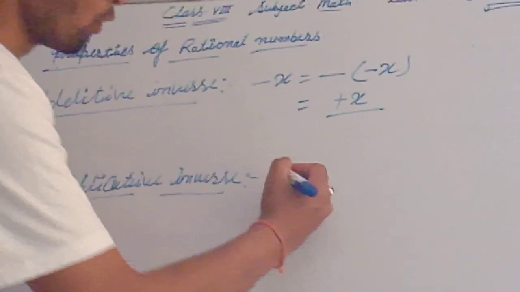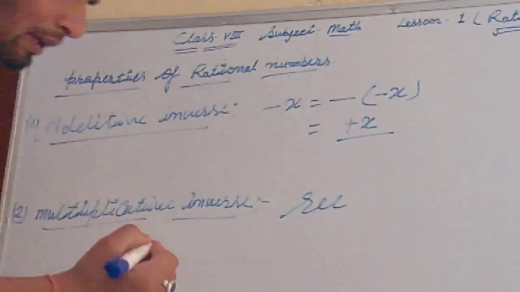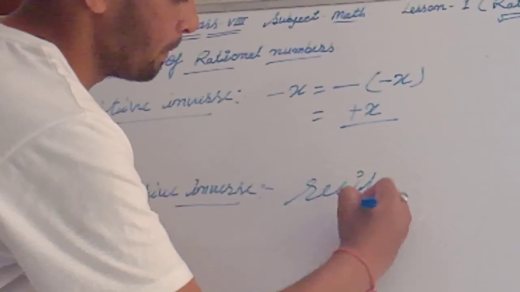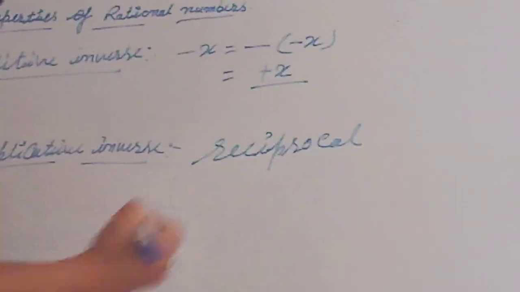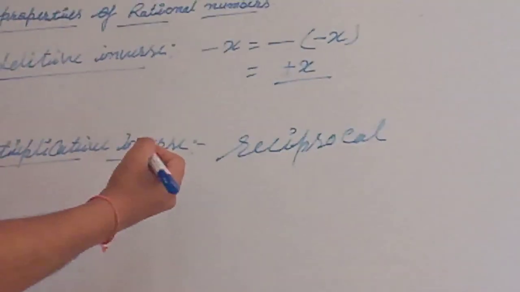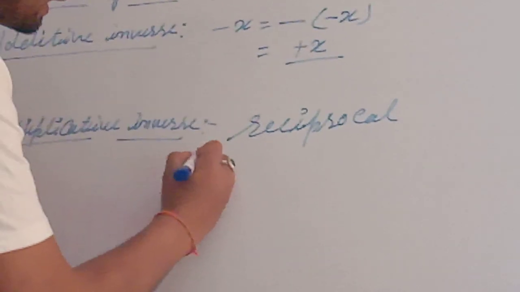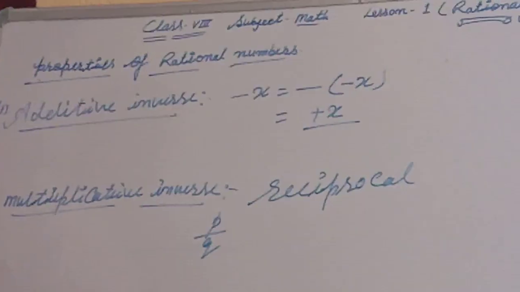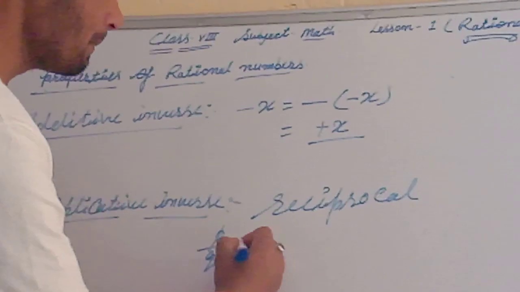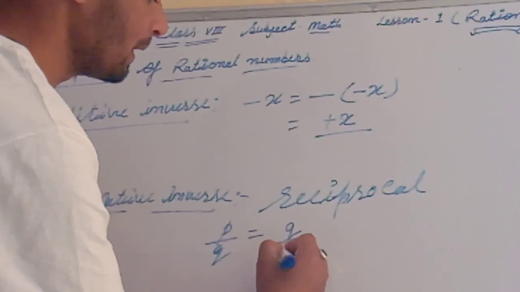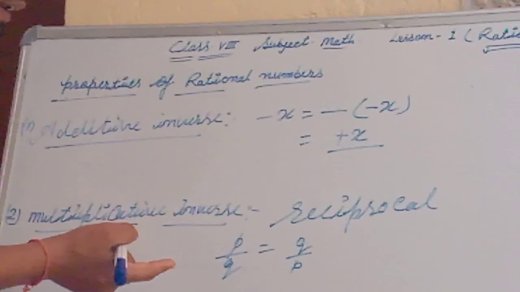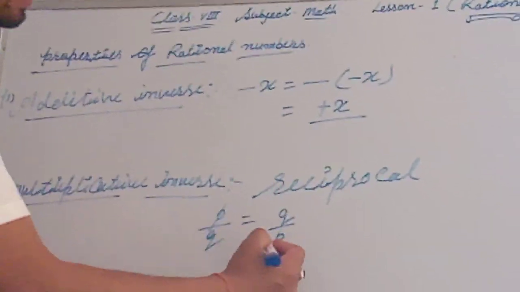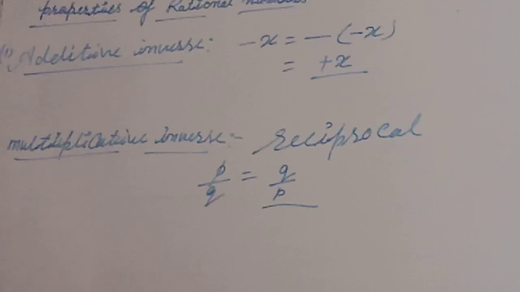And the multiplicative inverse is called the reciprocal. Reciprocal, R-E-C-I-P-R-O-C-A-L. Reciprocal means if any rational number is p upon q, the reciprocal is just the opposite, so write down q upon p. If asked a question, write the reciprocal of p upon q, then what is the answer? q upon p.